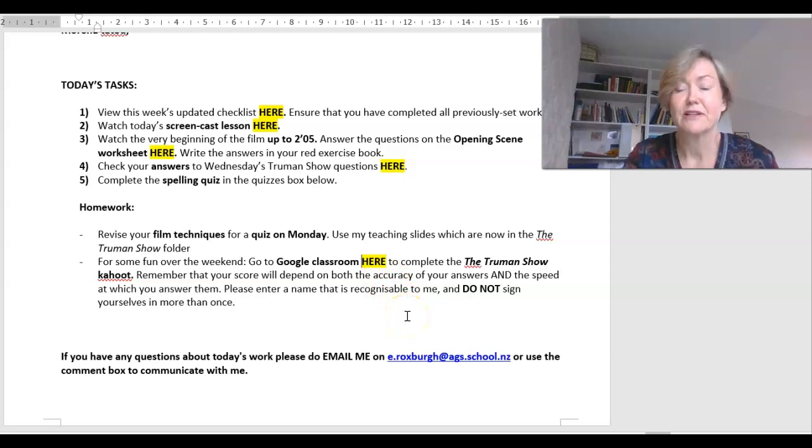It's like a new assignment, and you just click on it and it'll take you straight to a Kahoot. Don't forget that your score will depend on both the accuracy of your answers and the speed at which you answer them. Please put a name that is recognizable to me in there so that I can congratulate you when you win. And do not sign yourselves in more than once, just one time. So go for it. Okay, great.